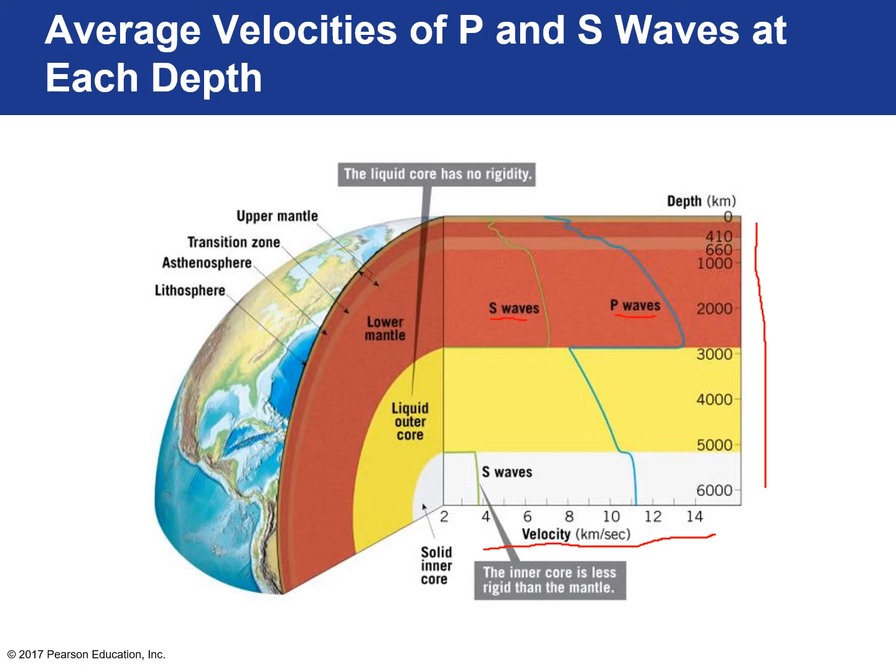As primary waves move through the interior of the Earth, if you notice, their velocities gradually increase in the lithosphere.